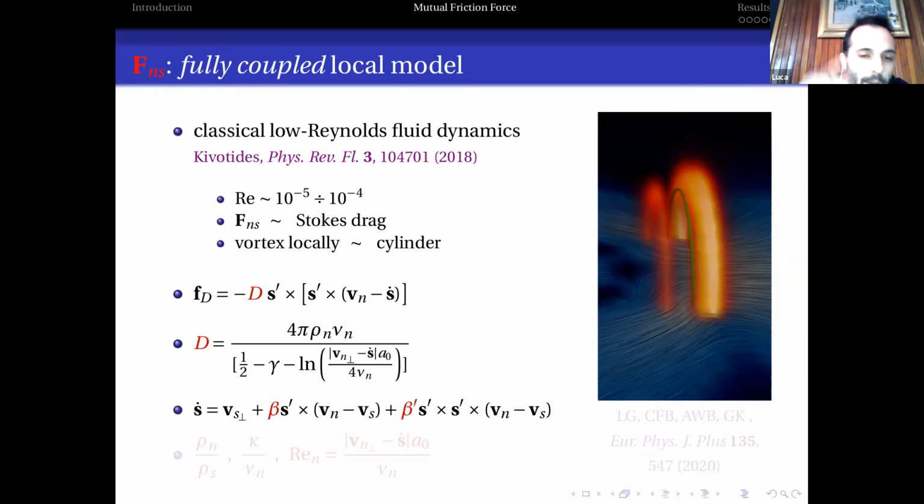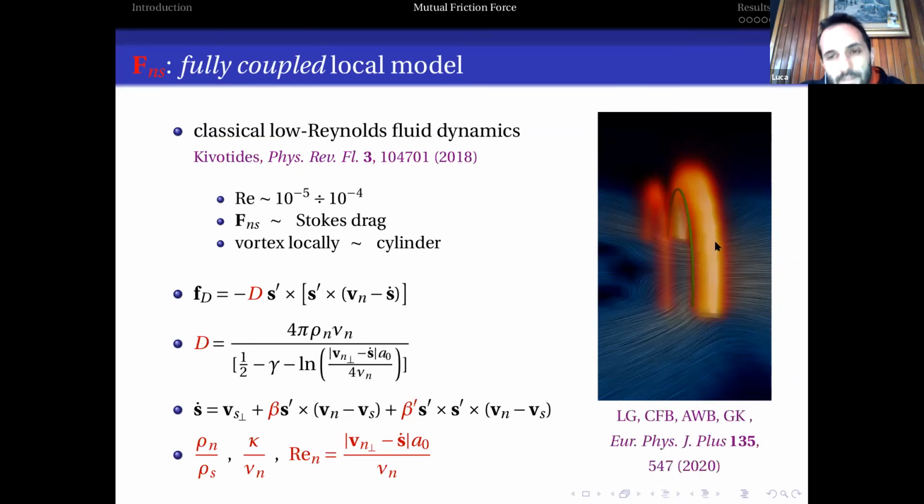And you see that compared to the previous expression by Schwarz, the equation is very similar. Instead of alpha and alpha prime, we have beta and beta prime. In this case, the friction coefficients beta and beta prime only depend on three non-dimensional parameters: the ratio of the densities, which is a function of the temperature; the ratio between the quantum of circulation and the normal fluid viscosity, which is also only a function of temperature; and then the Reynolds number. On the right is what we get with our simulation. I will come back to this later.